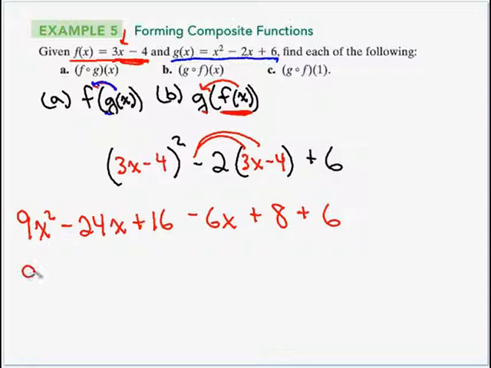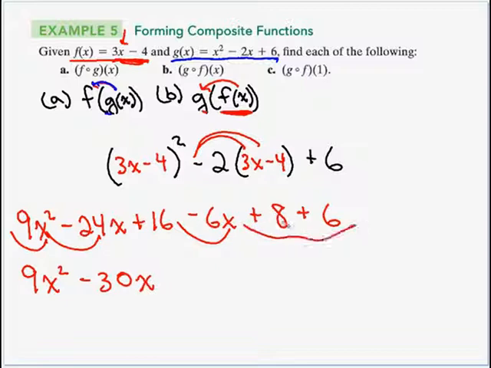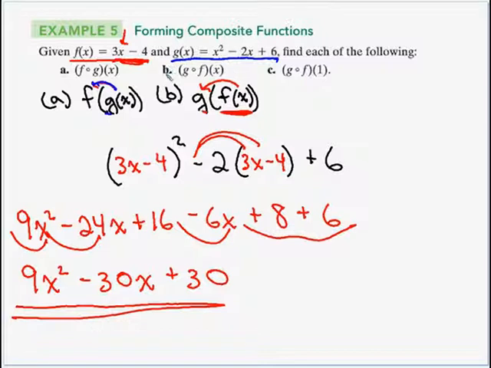So collect like terms, 9x squared. And then we have a minus 24x and a minus 6x. That's minus 30x. And then 8 and 6 add up to 14. 14 and 16 add up to 30. So we have a plus 30. There is g of f of x. So that was letter B, g of f of x.